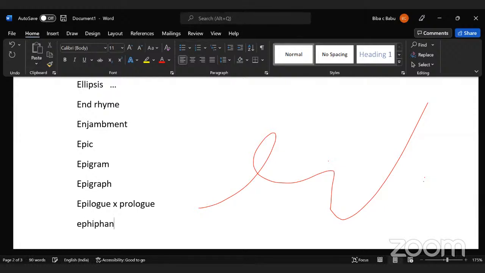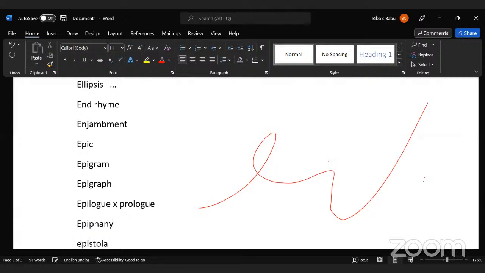Next is epiphany. Epiphany is a moment in a story where the characters get a revelation. They get a new light. It's an understanding which makes a turning point. Epiphany is a turning point because at the moment they get a revelation, they learn something new.